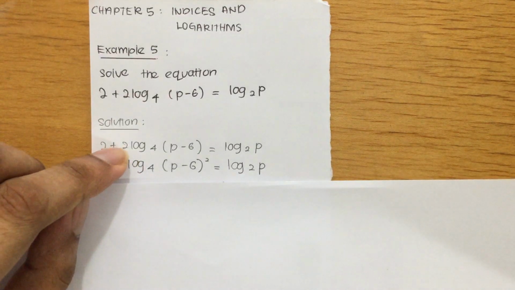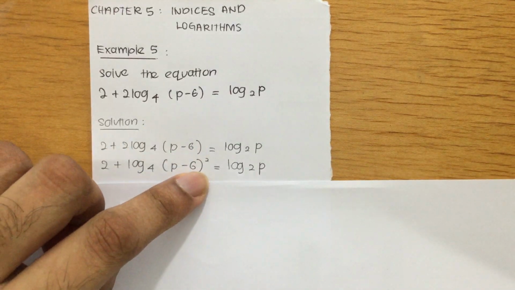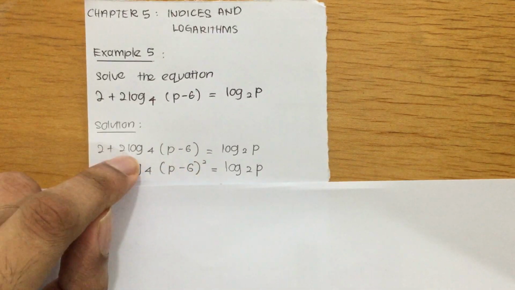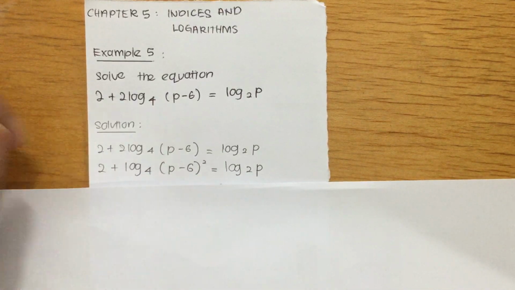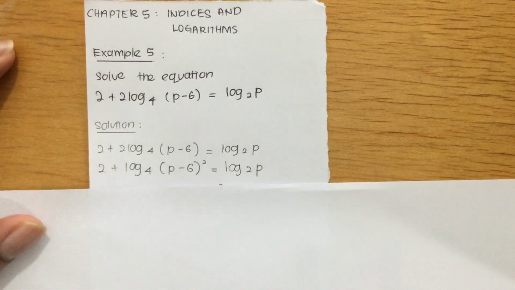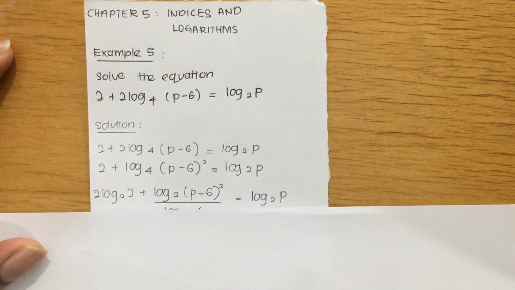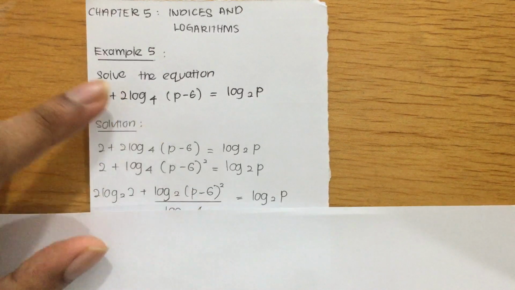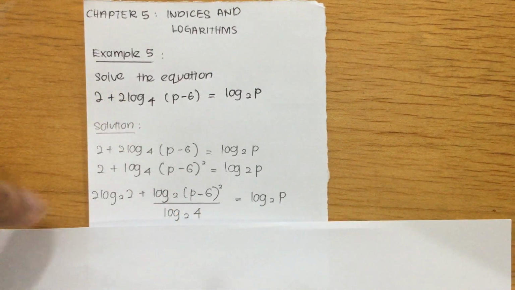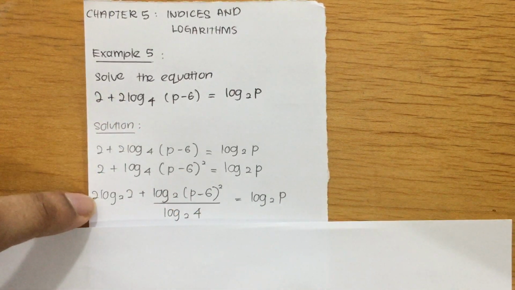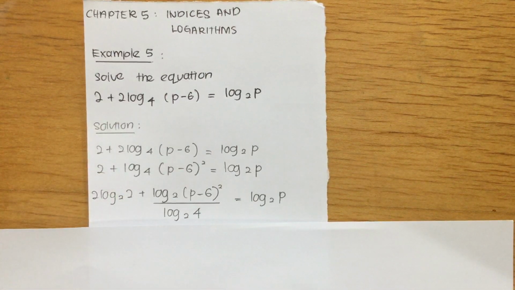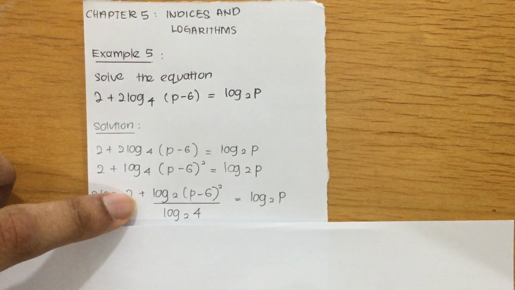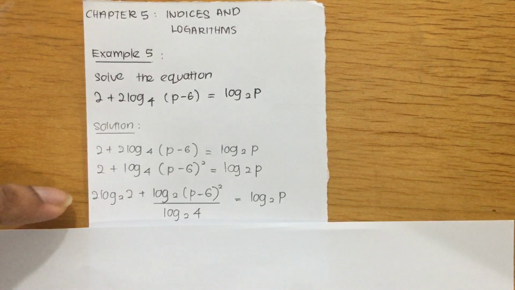So from here what we do is we bring the 2 to the right hand side. So 2 log 4 of p minus 6 becomes log 4 of p minus 6 squared. So proceed to the next step. From here, all the bases we have successfully changed into base 2. So 2 we have already changed into 2 log 2 with the base 2, and the number is also 2. Because the base and the number are the same, it will cancel off and become 1. So 2 times 1, you'll get back the 2 over here.